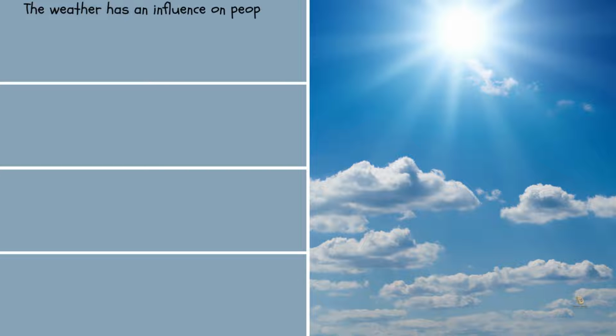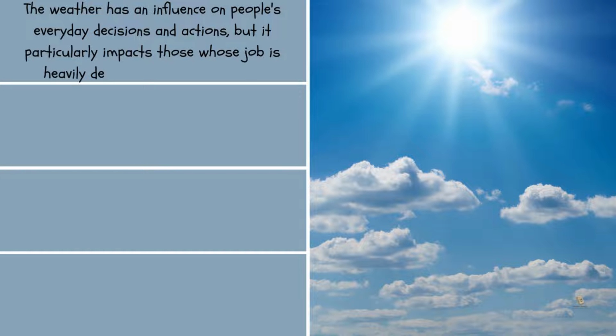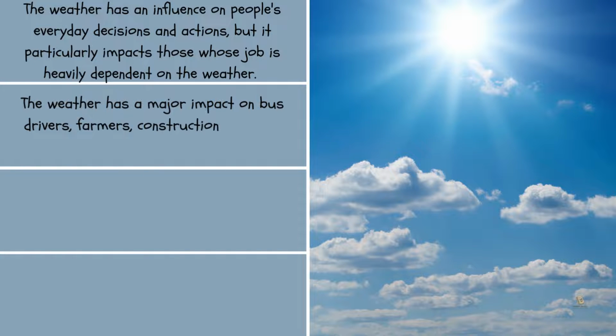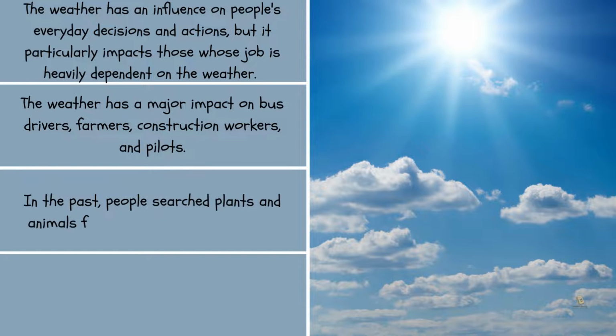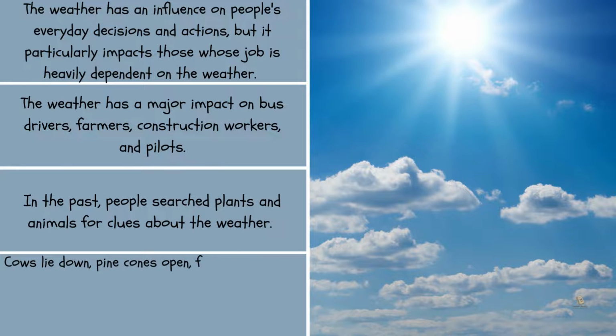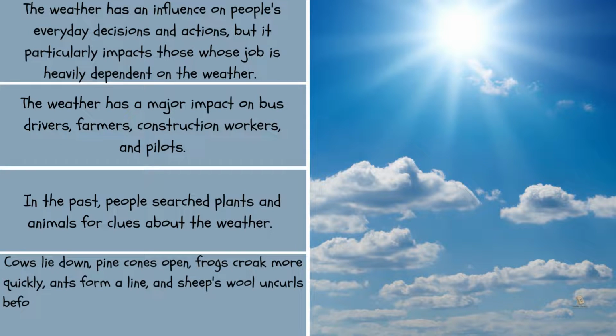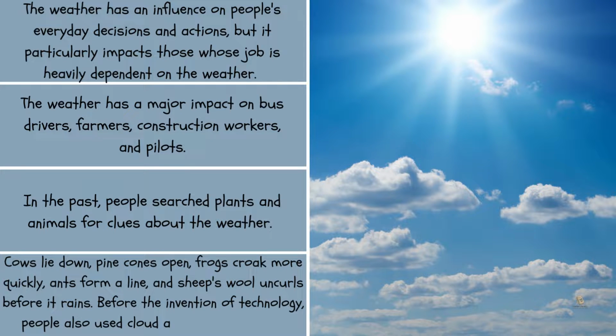The weather has an influence on people's everyday decisions and actions, but it particularly impacts those whose job is heavily dependent on the weather. The weather has a major impact on bus drivers, farmers, construction workers, and pilots. In the past, people searched plants and animals for clues about the weather. Cows lie down, pine cones open, frogs croak more quickly, ants form a line, and sheep's wool uncurls before it rains. Before the invention of technology, people also used cloud analysis to foretell.